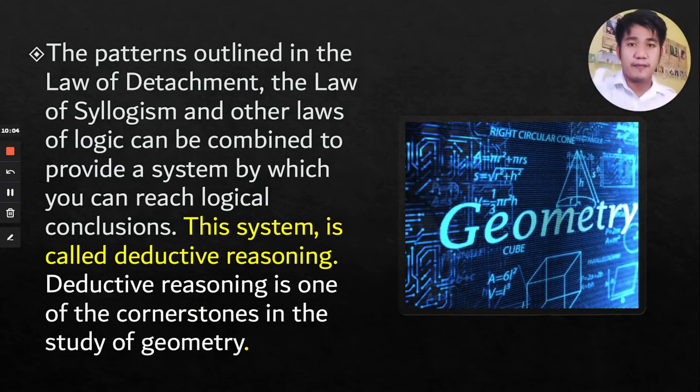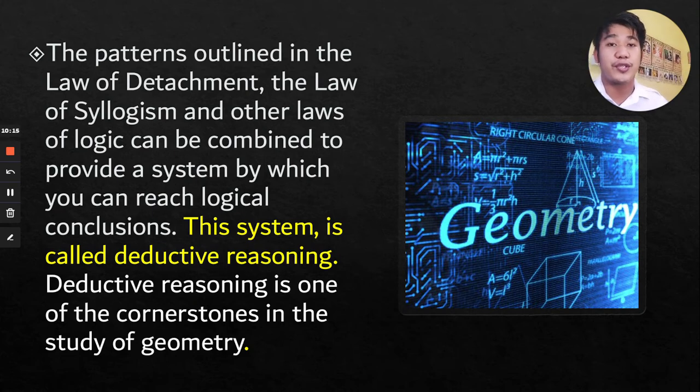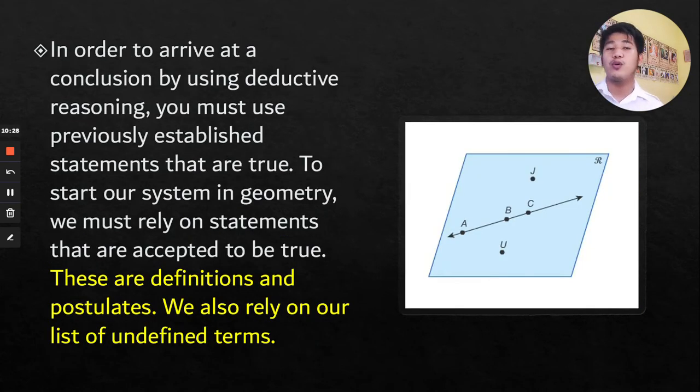Listen to this, class. The patterns outlined in the law of detachment, the law of syllogism, and other laws of logic can be combined to provide a system by which you can reach logical conclusions. This system is called deductive reasoning. Deductive reasoning is one of the cornerstones in the study of geometry. In order to arrive at a conclusion by using deductive reasoning, you must use previously established statements that are true. So to start our system in geometry, we must rely on statements that are accepted to be true.